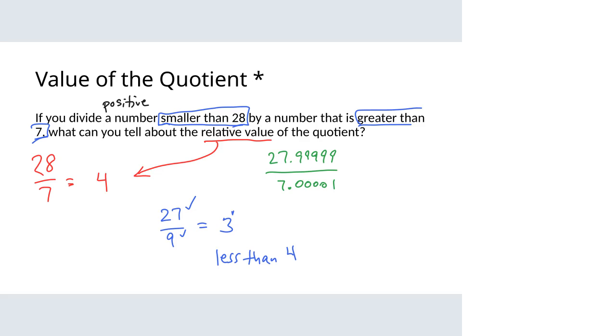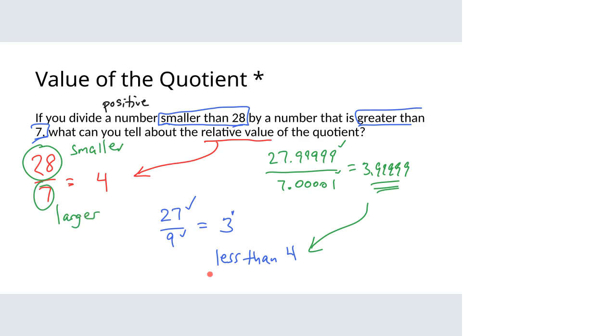If I divide 27.99999 by 7.00001, I get 3.999999. And now I can see that if I get as close as possible to those numbers, I get something that is less than 4. 4 was my baseline, and because I made this number smaller and I made this number larger, that means I have to come up with an answer that's less than 4. That was the most common answer on this one, which is really good.